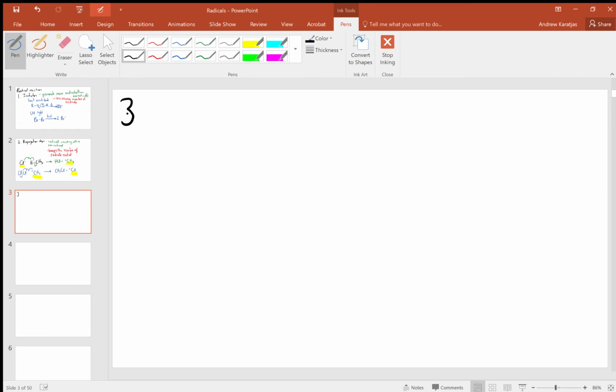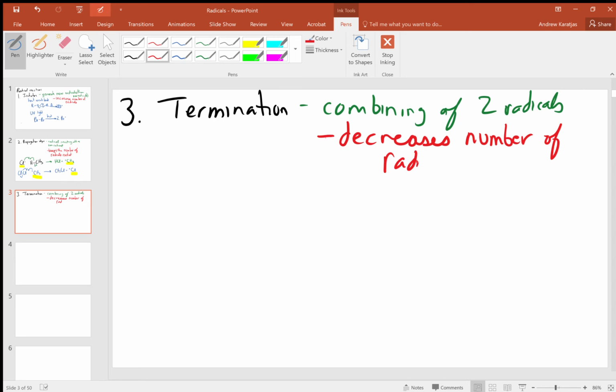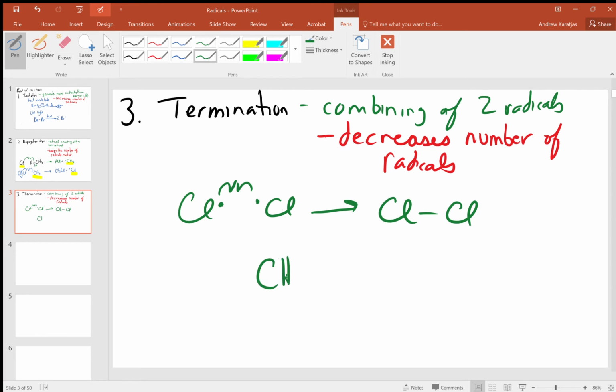The final step is known as termination, and this is the combining of two radicals. This is a step that always decreases your population of radicals. And in many ways, it's essentially the opposite of the initiation step. You could have two chlorine radicals, they each contribute their electron, and you form a new bond. Or you could get two methyl radicals. The termination steps are usually the least common because your concentration of radicals in solution at any one given time is usually very low.